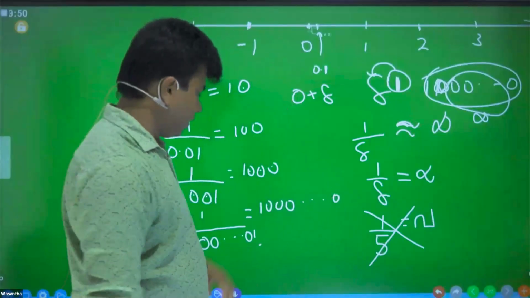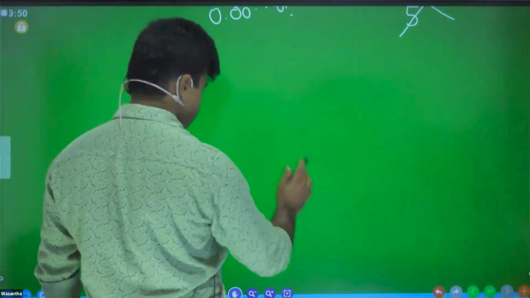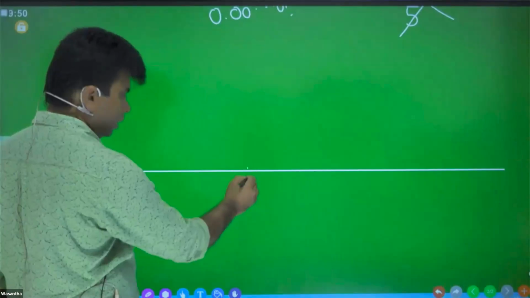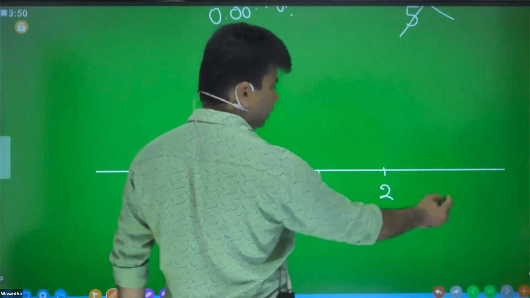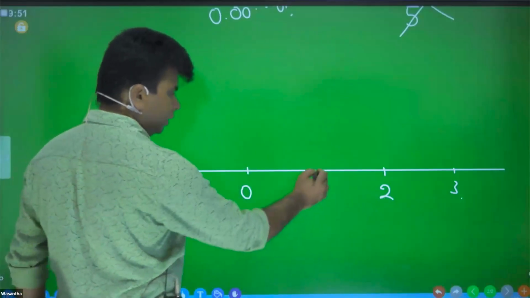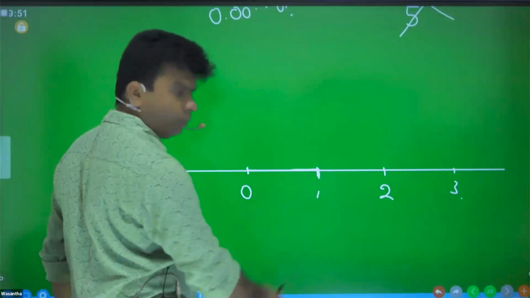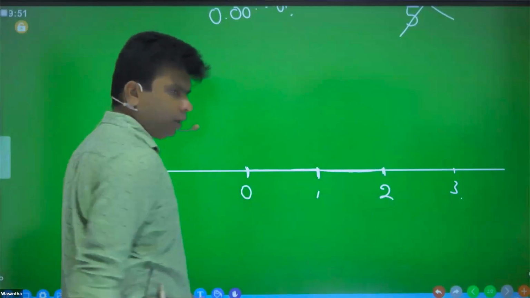Then the other important thing: if I ask you to represent irrational numbers, I'll take 0 here, 1 here, 2 here, 3 here. Now, what does this 1 mean? You know that from 0 to this much, the length is 1 unit. From 0 to this way, the total length is 2 units.